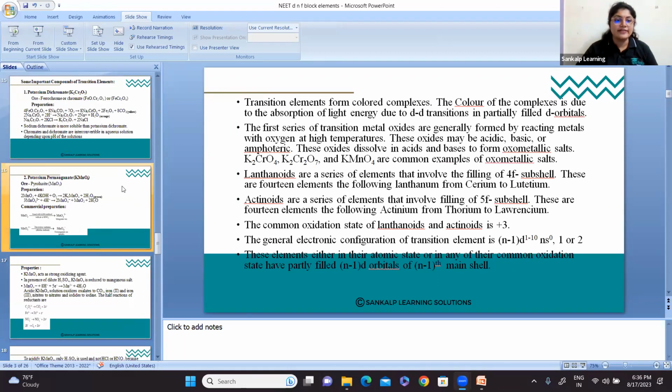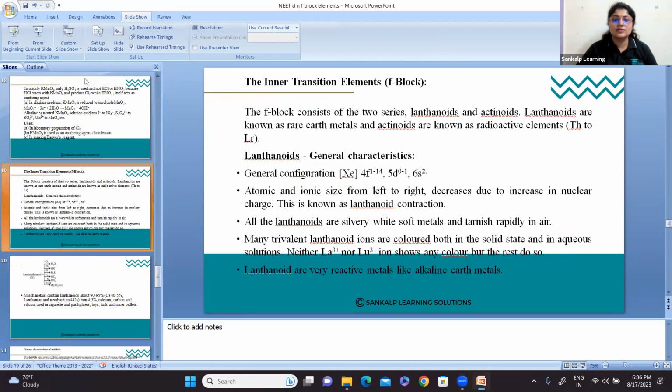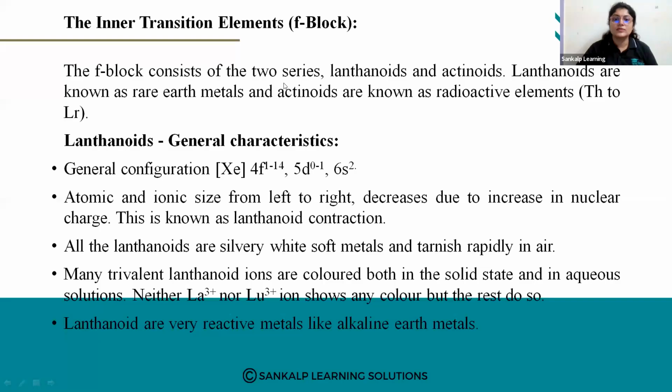So next is F block elements. What are F block elements? F block elements consist of two series: the lanthanoid series and the actinoid series. F block elements are called the inner transition elements.